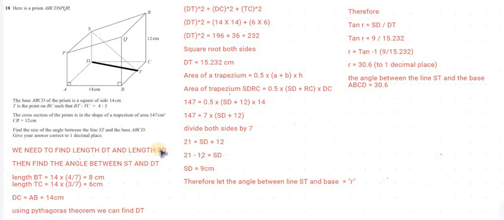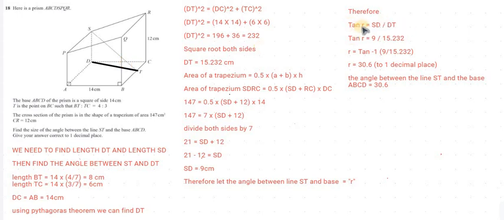Now we found SD and DT. So all we have to do is represent the angle between ST and the base ABCD with a letter. So I'm representing it with R because we haven't found it yet. To do that, because STD is a right angle triangle, we need to find that angle there. That's the angle R we need to find.